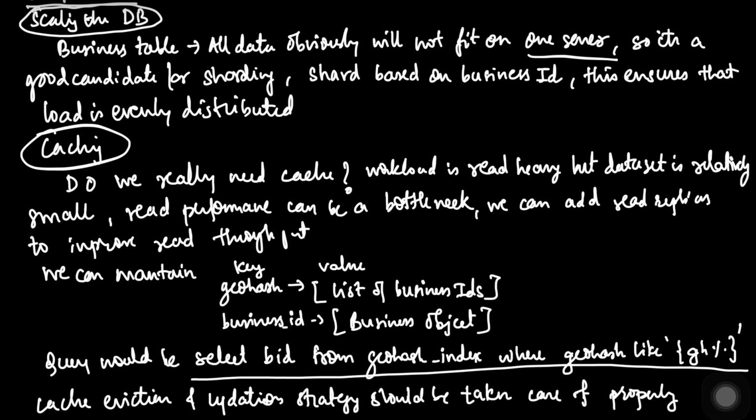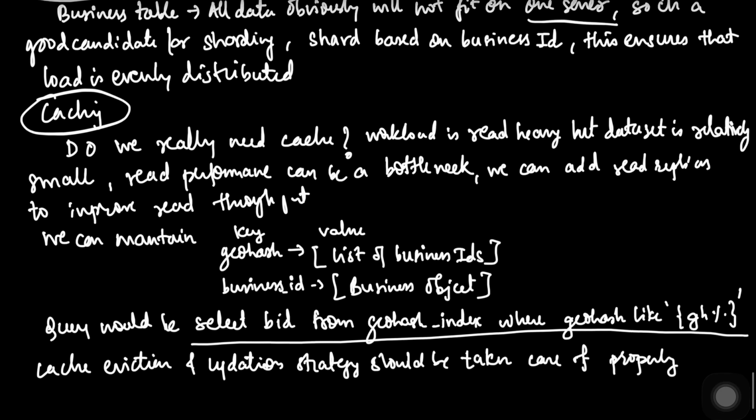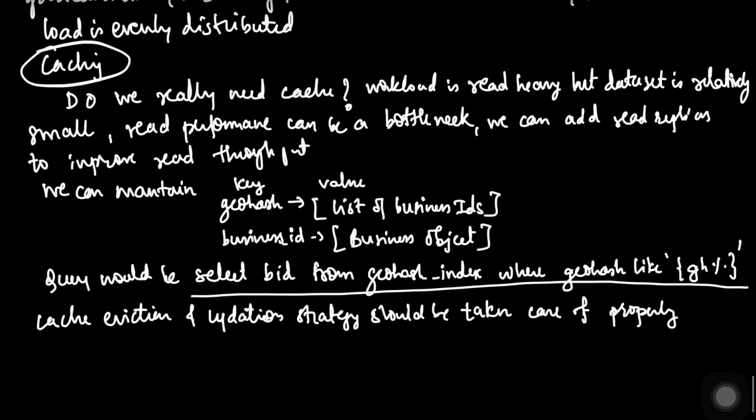So this is about the scaling of the DB, which we can inform the interviewer about as well, what we are thinking about the DBs, how we can shard them, and how business ID is a good shard key which we can use to shard the database, and that's how the load will be evenly distributed. Then the second thing which we can talk about is caching. And here I really don't think that we need a cache, but if at all we need a good read throughput, we can use cache.